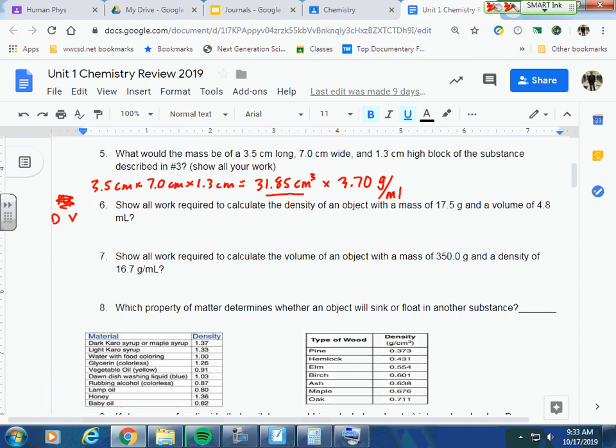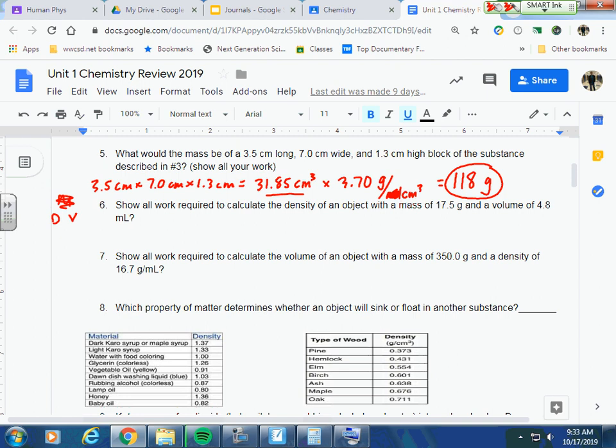Now we do have some different units for our volume here. One is in cubic centimeters and one is in milliliters. But since cubic centimeters and milliliters are the same value, it doesn't matter. I can just as easily say that this density is 3.70 grams per cubic centimeter as well. All right. So if I multiply those together, you should get a number around 118. And that would be the mass.